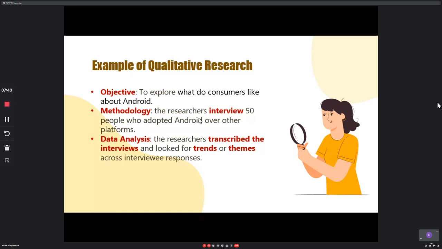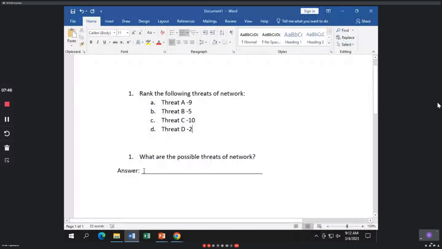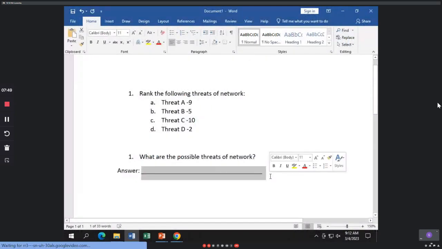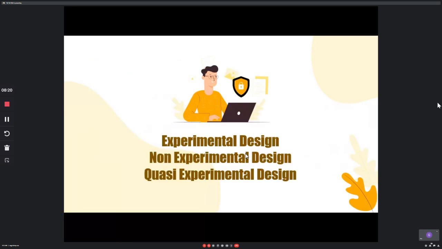And for the data analysis, you will need to transcribe. Transcribe means, say, people answer this, right? And if you have 50, then you get 50 paragraphs. How are you going to combine all of them, summarize them, and categorize them into trends or themes, into different categories? That's called the transcript, the interview result. You're going to categorize them and look for the trends or themes.